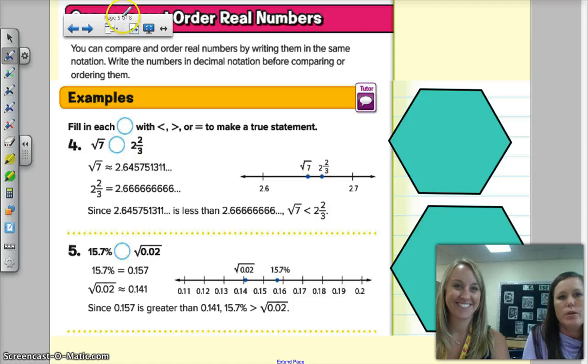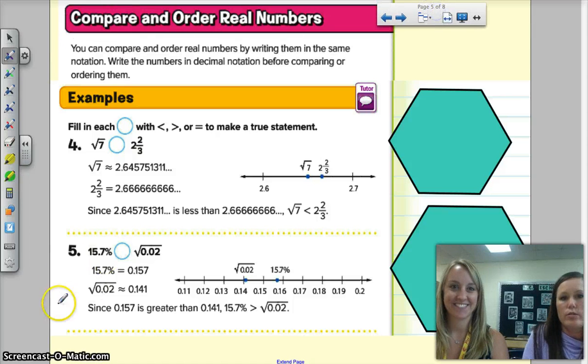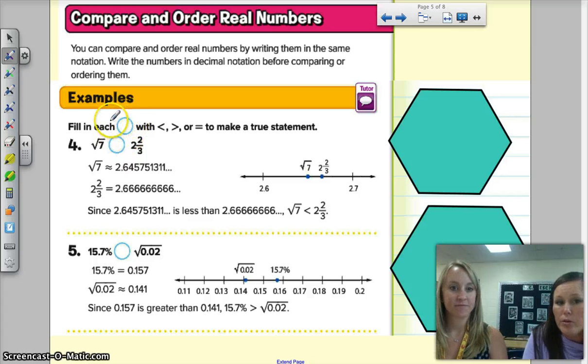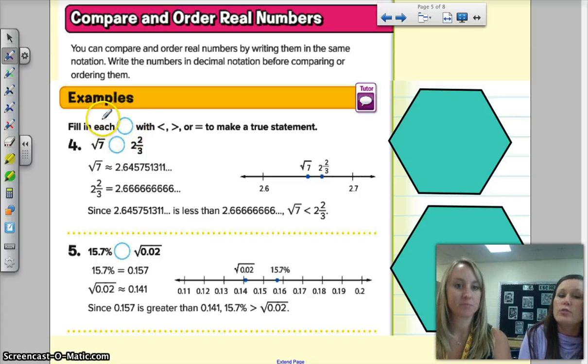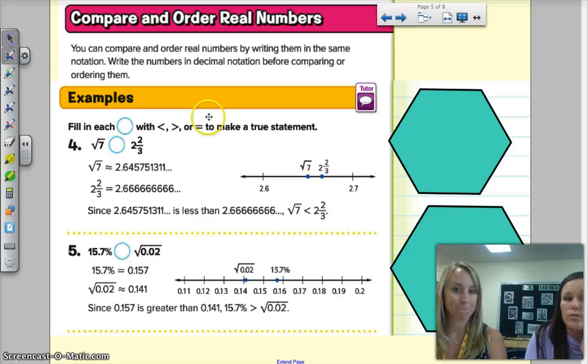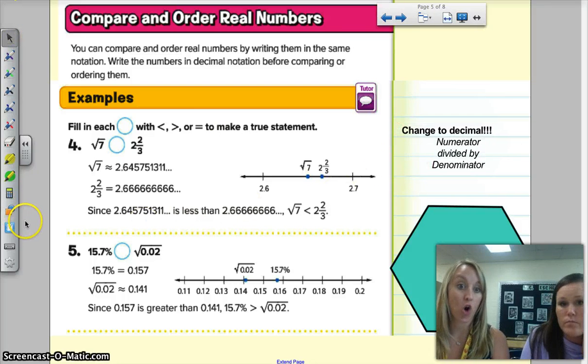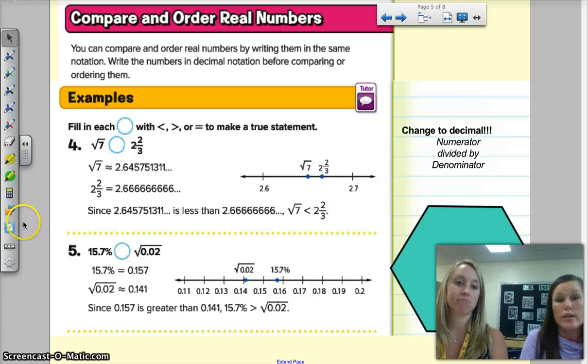Up top, we are going to compare and order these numbers. The first thing we're going to do, it says fill each bubble with greater than, less than, or equal to make it true. So the first thing we're going to do is change all of these things to decimals to compare them, so they're all in that same format.